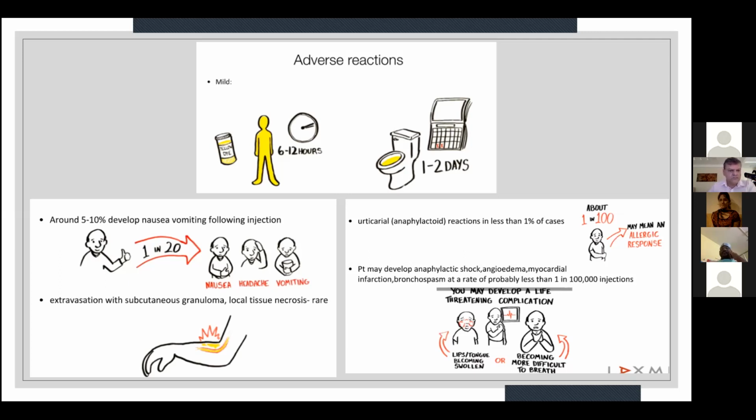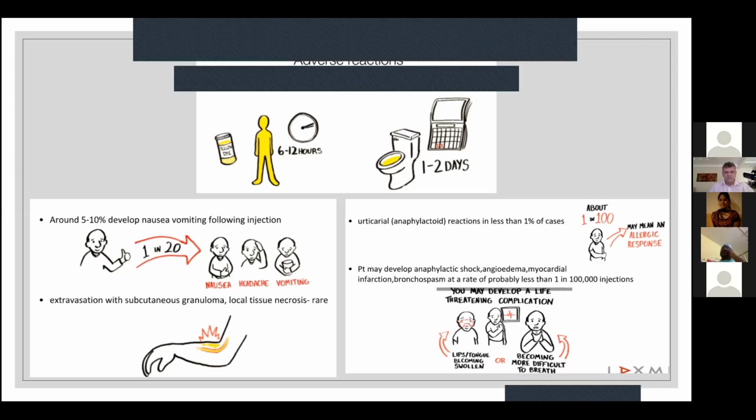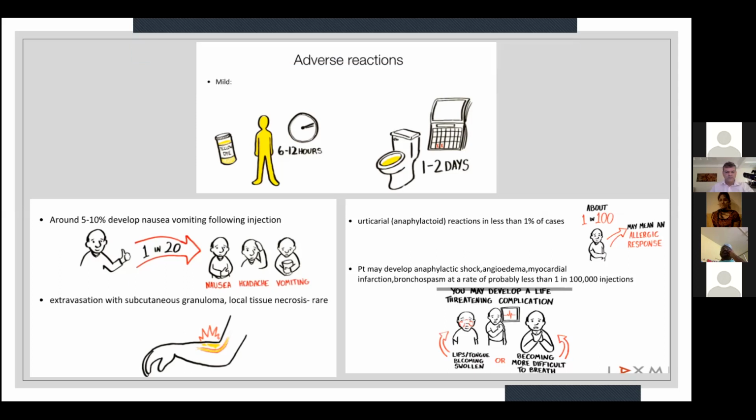Urticarial reactions are usually noticed in 1 in 100, and the most serious ones, anaphylactic shock, angioedema, myocardial infarction, bronchospasm, can also occur, at the rate of 1 in 1 lakh injections. So always make sure that there's an emergency equipment kit ready for you.